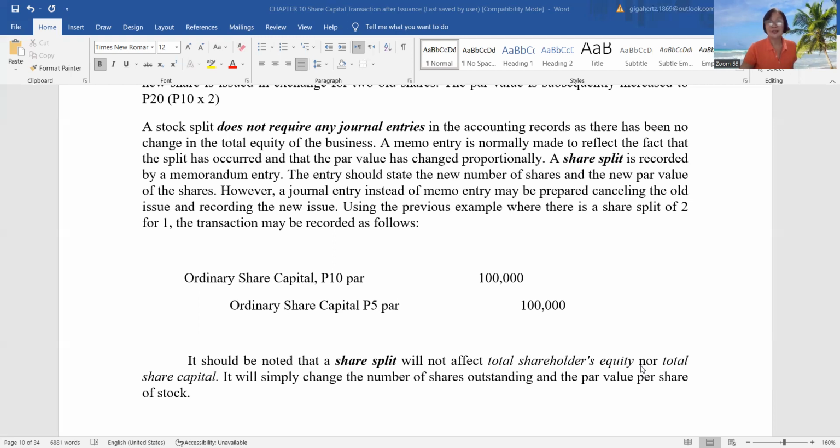Kasi lalaki yung earnings per share, lalaki yung book value per share ng shares of stock ng corporation. So it depends, ano ba yung need ng corporation for a split up or a split down para lang ma-push yung mapaganda yung image ng stock. Yun yung purpose ng split up and split down.